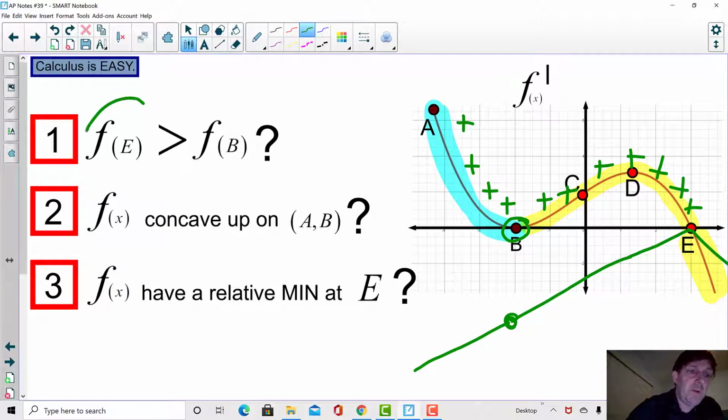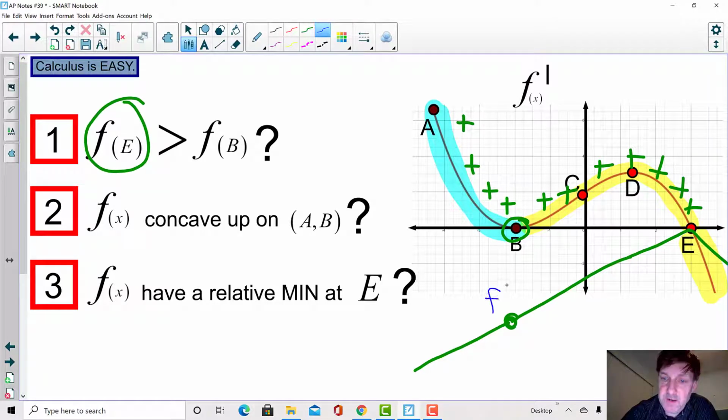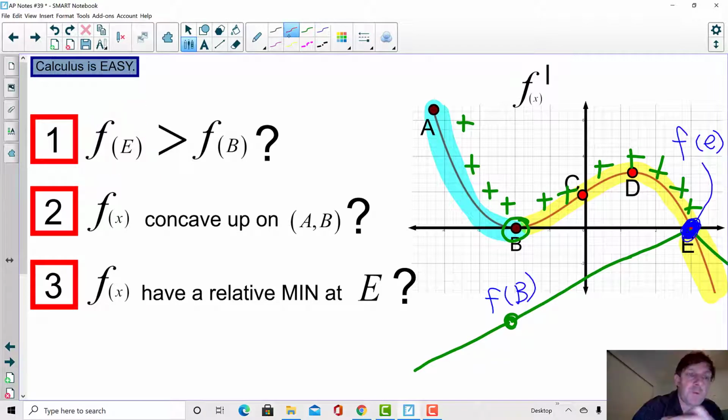So what is bigger, f of E or f of B? Well, f of B is going to have this height right here, and f of E is going to have this height right here. So we're going to say yes to question 1. F of E is greater than f of B.